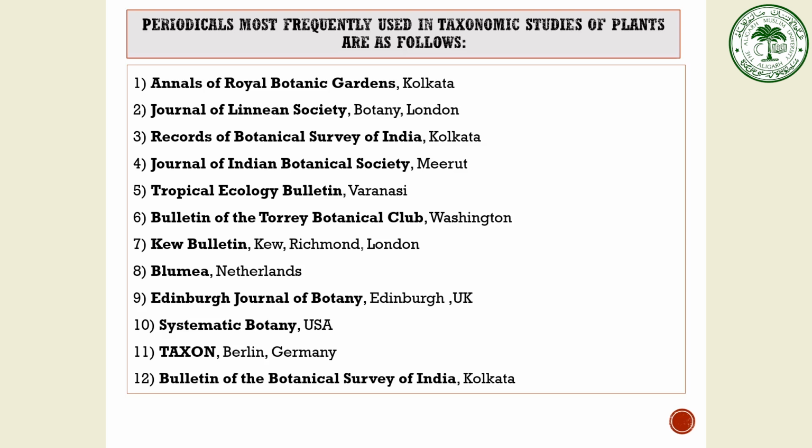So these are some important periodicals in taxonomic studies, as follows: Annals of the Royal Botanic Garden in Kolkata, Journal of the Linnean Society of Botany, London, Records of the Botanical Survey of India, Kolkata, Journal of the Indian Botanical Society from Meerut, Tropical Ecology Bulletin from Varanasi, Bulletin of the Torrey Botanical Club, Kew Bulletin from London, Blumea from the Netherlands, Edinburgh Journal of Botany, Edinburgh, Systematic Botany from the USA, Taxon from Berlin, Germany, then the Bulletin of the Botanical Survey of India, Kolkata.